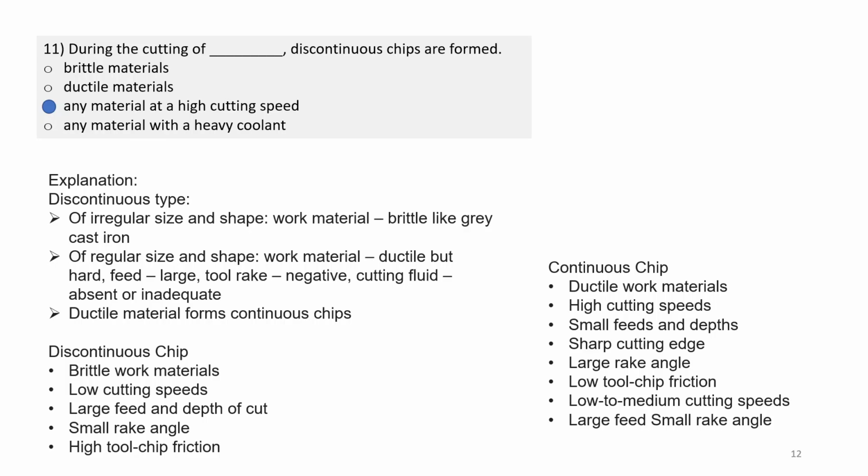Next is continuous chip. In case of continuous chip, there are ductile work materials. They are more likely to form continuous chip, and the cutting speeds used are high. Small feed and depths, and sharp cutting edge is used. Large rake angle is used. Low tool chip friction is used. Low to medium cutting speeds are used, and large feed, small rake angle is used.